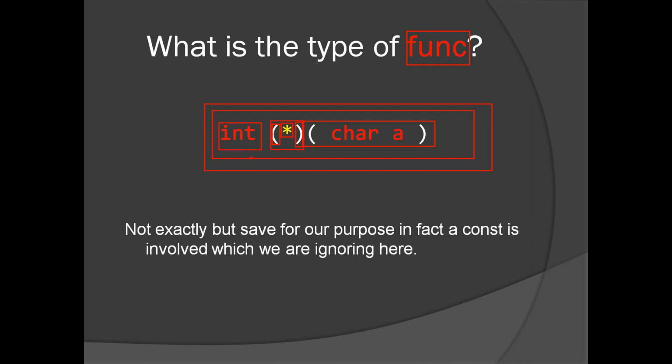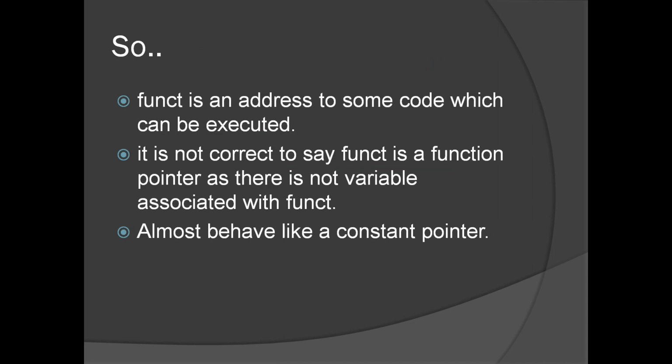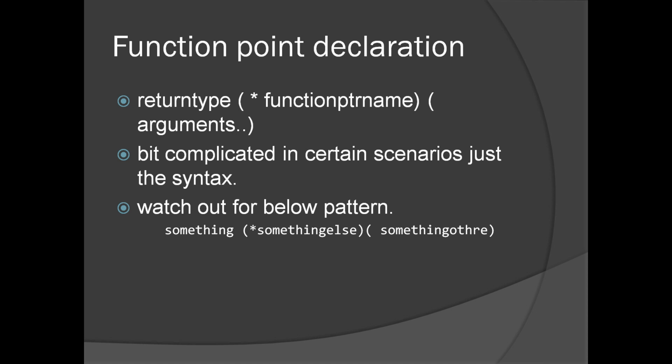It is not exactly this particular type. Like in the case of an array, we have a constant involvement here, which we are not going to discuss here. So we are going to assume that this is of type int star char a. So func is an address to some code which can be executed. As I mentioned, it's not exactly correct to say that func is a function pointer, as there is no variable associated with it. It's actually a constant pointer. You cannot change it. You cannot assign anything to func because it's a constant. So we will see the function pointer variable declaration here.